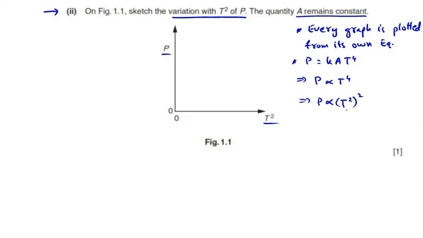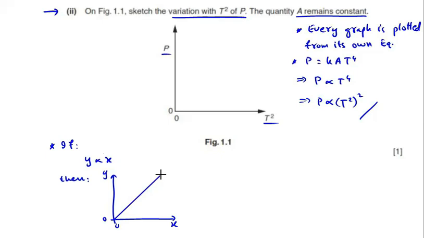We did this step because we want to plot a graph of P against T squared, not against T raised to the power 4. Students, now stop here and look over here. We learned in the IGCSE that if y is proportional to x, then y versus x graph is a straight line and passes through the origin. But if y is proportional to x raised to the power 2, then y versus x graph is not a straight line, rather it is parabolic.